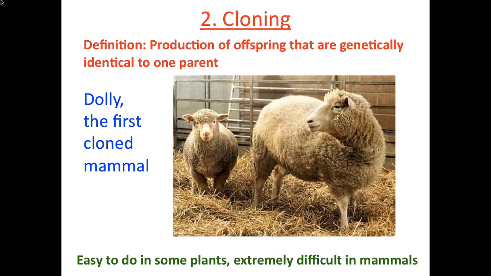This picture here shows Dolly, the lamb. She was the first successfully cloned mammal. So this is Dolly, this is her mom. They are genetically identical individuals. Dolly was the result of, I can't remember the number off the top of my head, I want to say close to 300 different attempts at making this work. So it's very, very difficult to do.